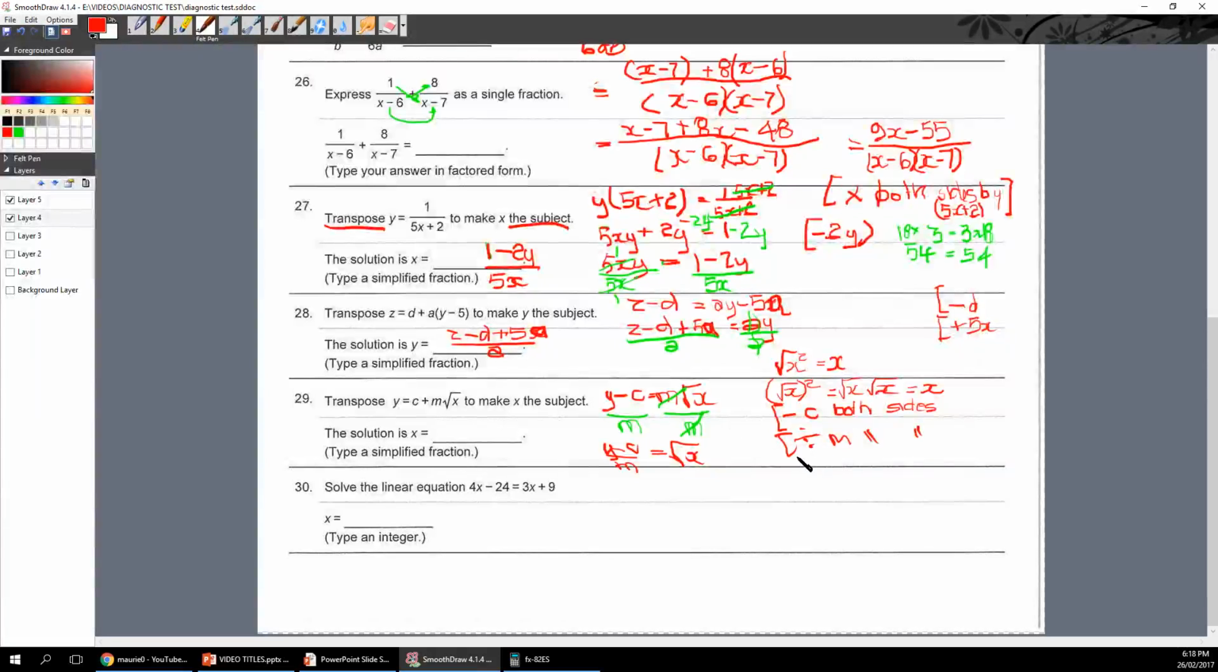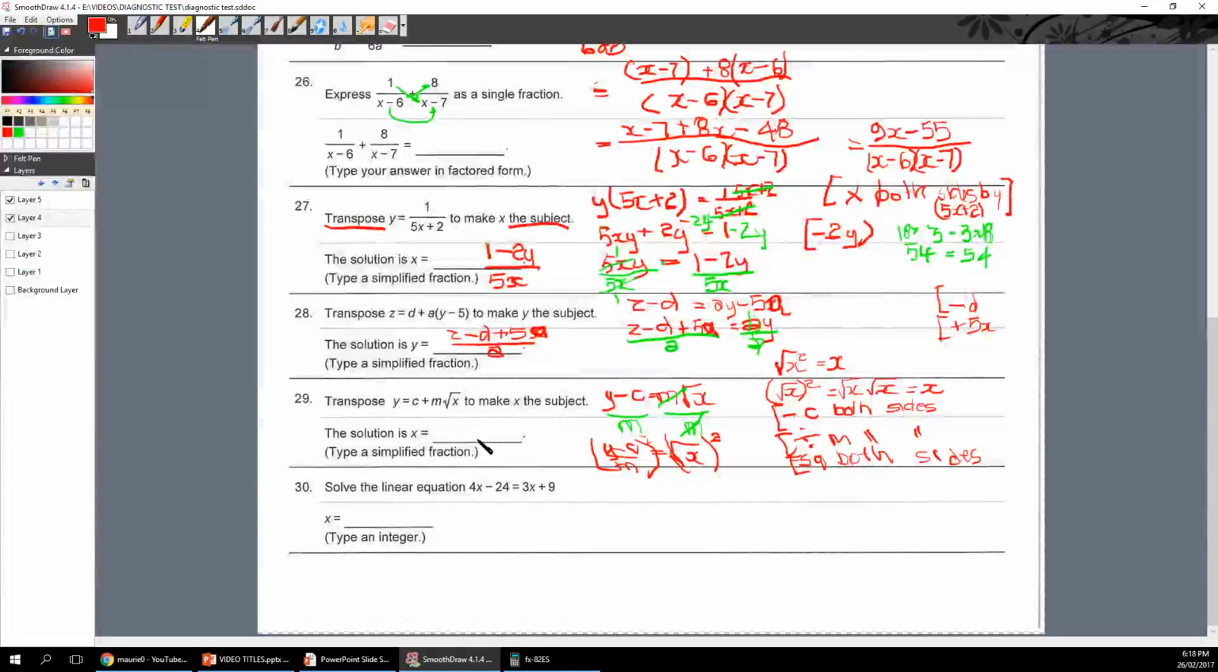So now I'm going to square both sides. Always doing it to both sides. I don't know why I'm writing it again, but I am. So we've got to square that, and we've got to square that. Square root of x squared, that's going to be x.